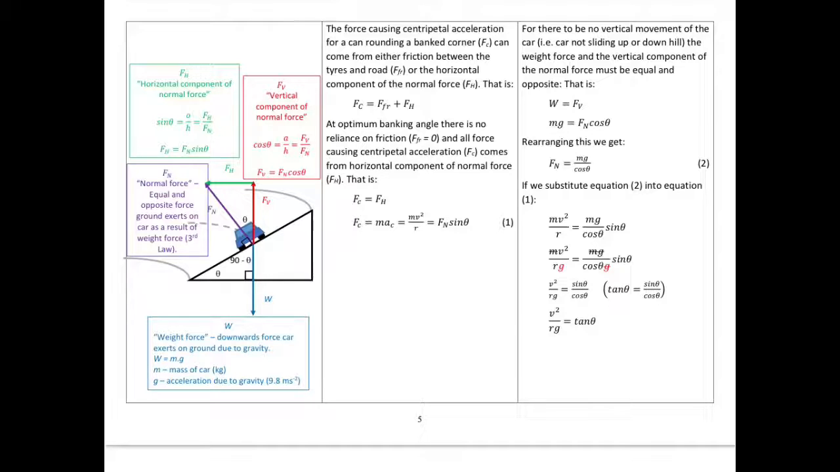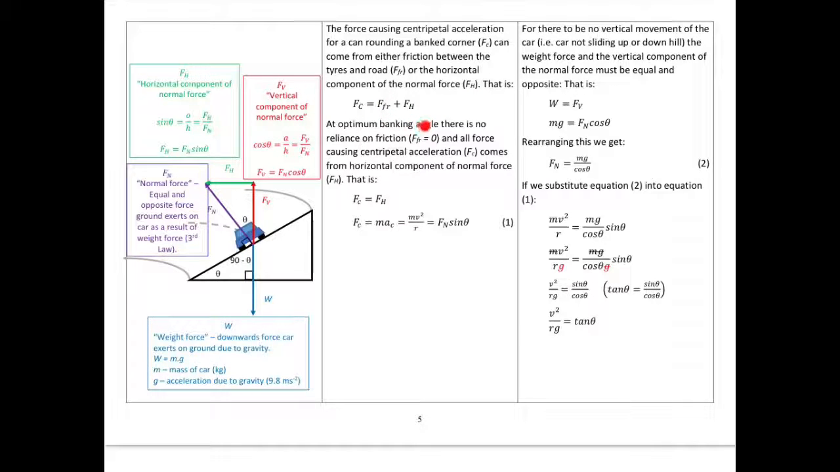So let's think about this situation. The force causing centripetal acceleration for a car rounding a banked corner, FC, can come from either friction between the tyres and road or the horizontal component of the normal force, FH. That is, the force to cause centripetal acceleration is equal to the frictional force plus the horizontal component of the normal force. At the optimum banking angle, there is no reliance on friction.